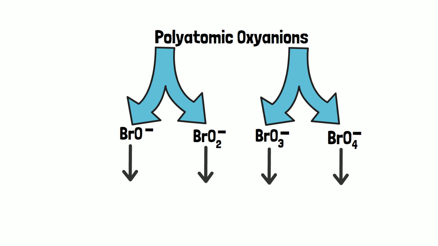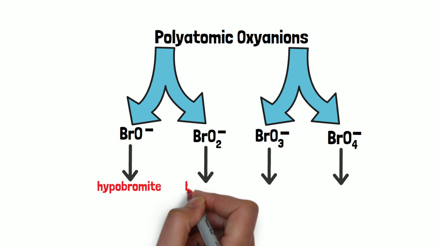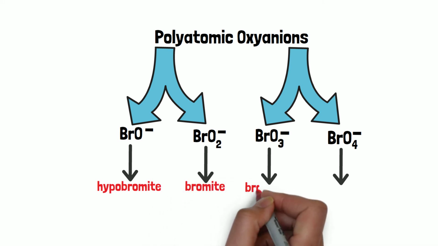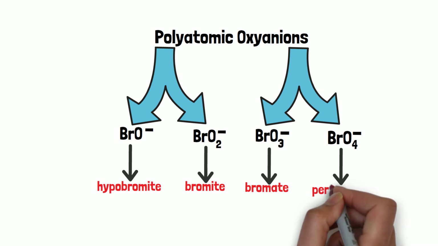BrO- is hypobromite, BrO2- is bromite, BrO3- is bromate, and lastly BrO4- is perbromate.